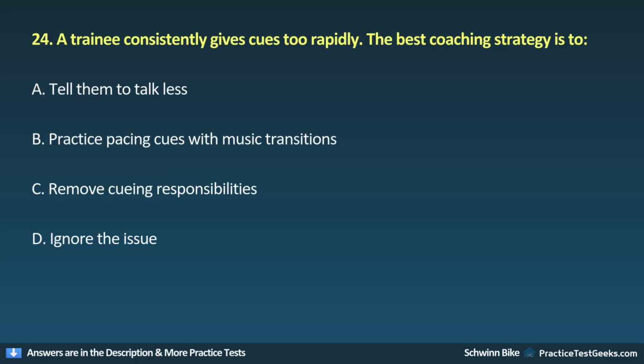24. A trainee consistently gives cues too rapidly. The best coaching strategy is to A. Tell them to talk less, B. Practice pacing cues with music transitions, C. Remove cueing responsibilities, D. Ignore the issue.